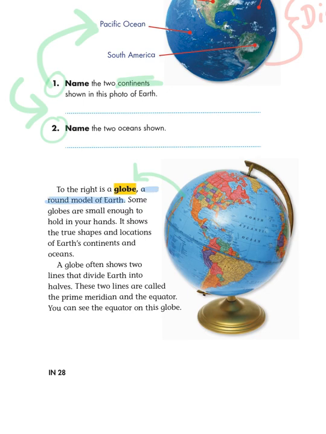It's a model, and it shows that the Earth is a sphere, and it points out all the features within that sphere. So it continues to say some globes are small enough to hold in your hand. It shows the true shapes and locations of Earth, continents, and oceans. A globe often shows two lines that divide Earth into halves. These two lines are called the prime meridian and the equator. You can see the equator on this globe.